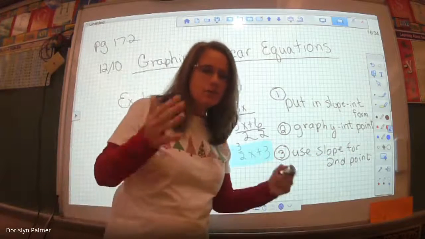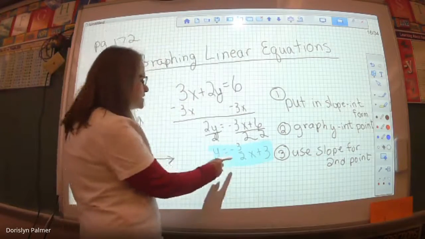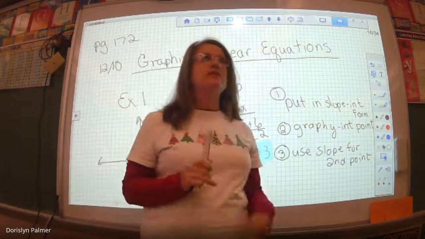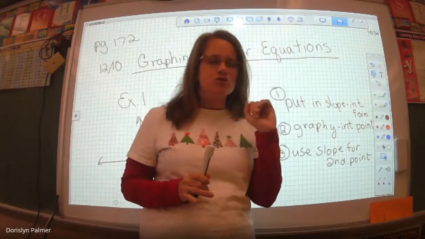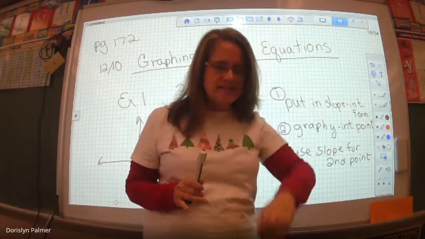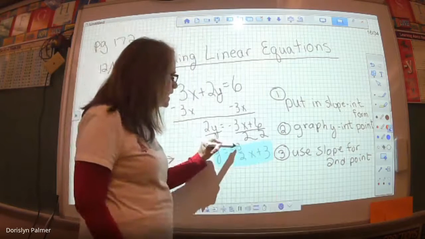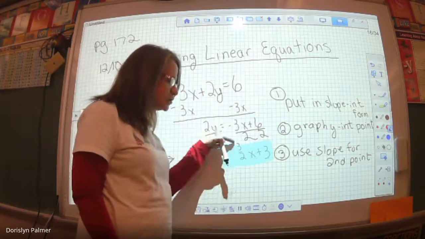Rise up, run out. All right, my slope is -3/2. So the only thing you have to think of with the rise up, run out is if your slope is negative, you go down first instead of up. Okay, so your slope is up and out. But if your slope is negative, you're going to go down and out.